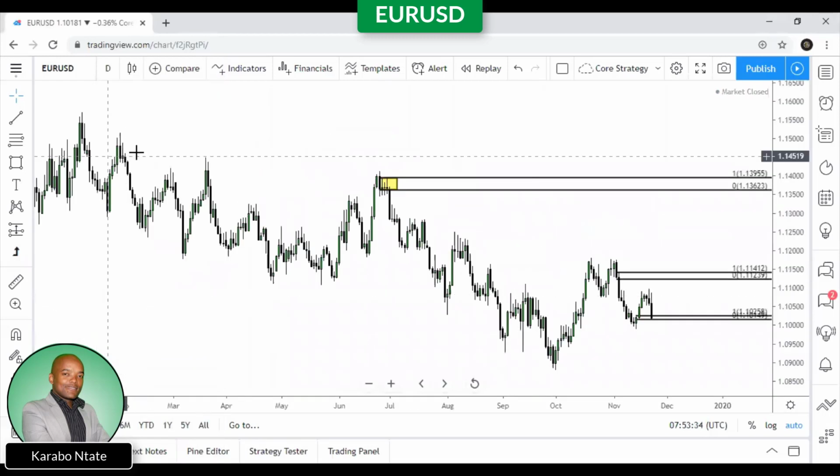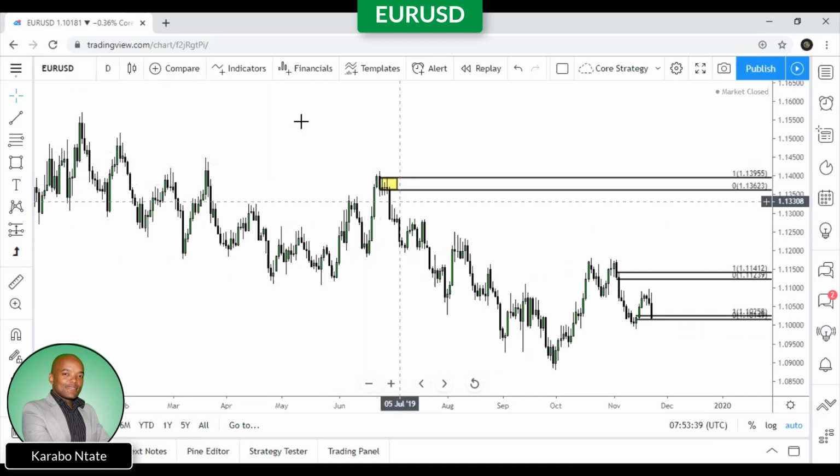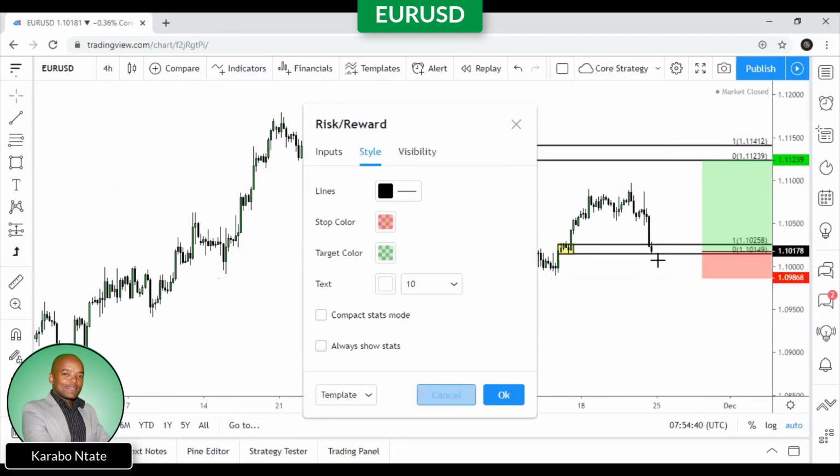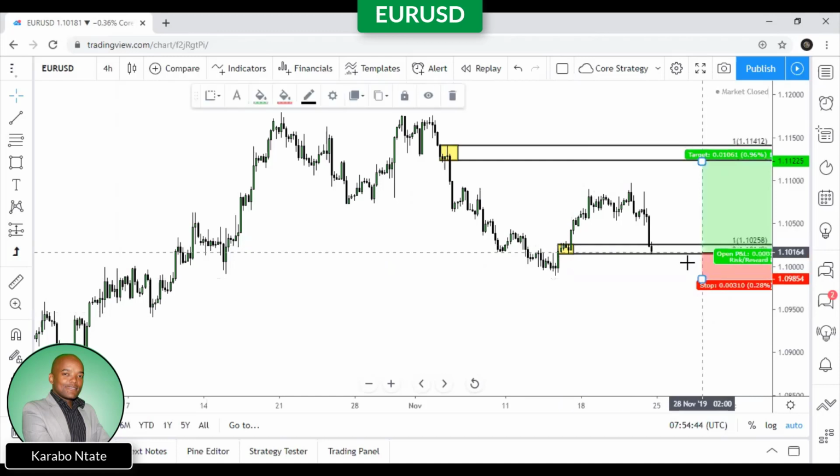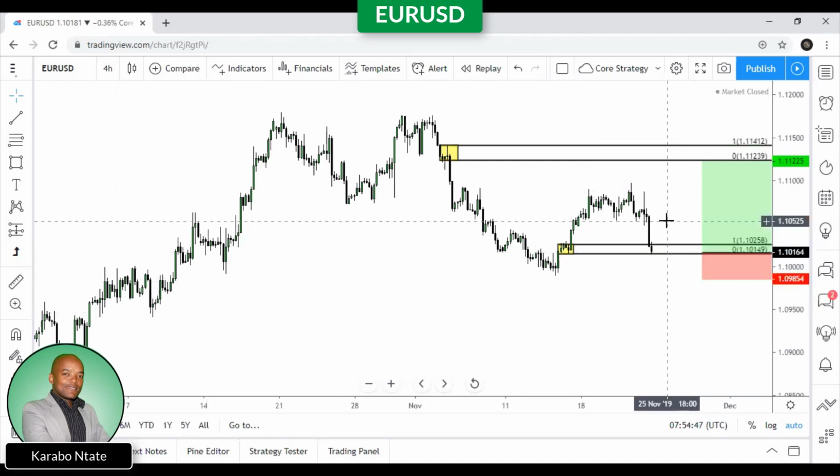So if I switch to the daily time frame, we have the supply zone above, which is similar to the demand zone on the dollar index. We could see price rallying all the way to that supply zone before continuing to the downside. So this is the scenario I'm looking at on the EURUSD.